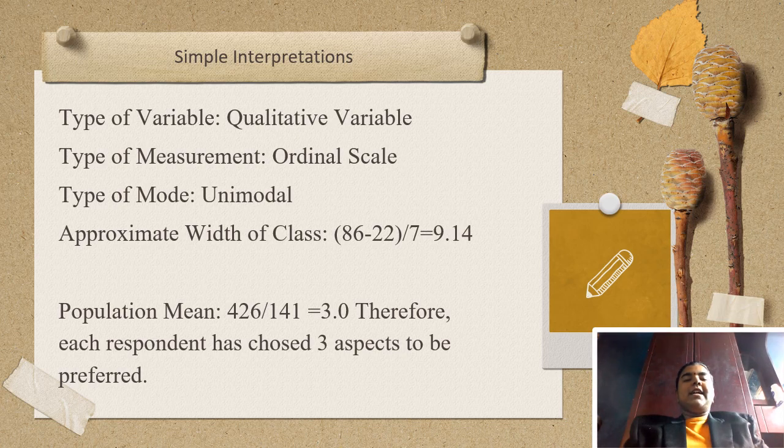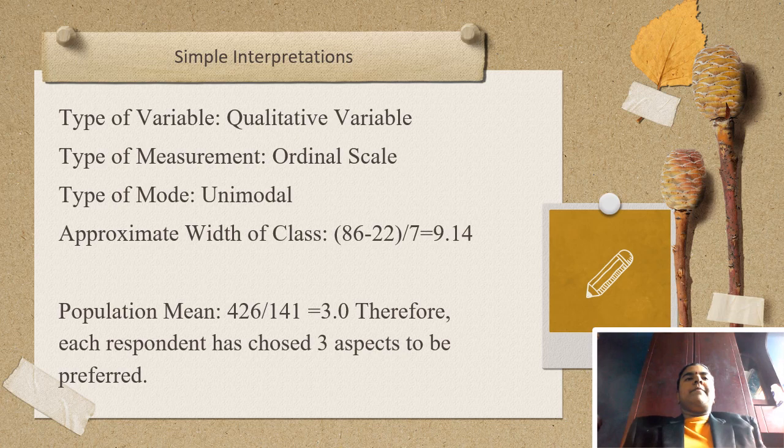Here is some small information we can get from this question, which is the type of variable. This question is a qualitative variable. The next one is the type of measurement. As you can see, this is an ordinal scale. The next one is the type of mode. This question is unimodal because only one answer is the majority, and it does not repeat again.